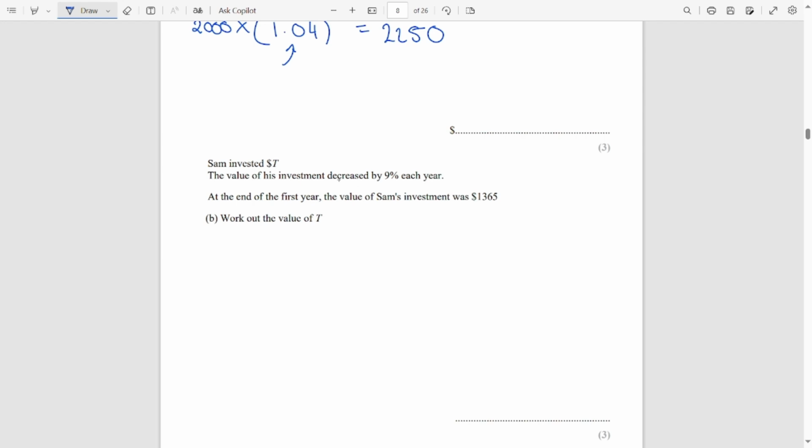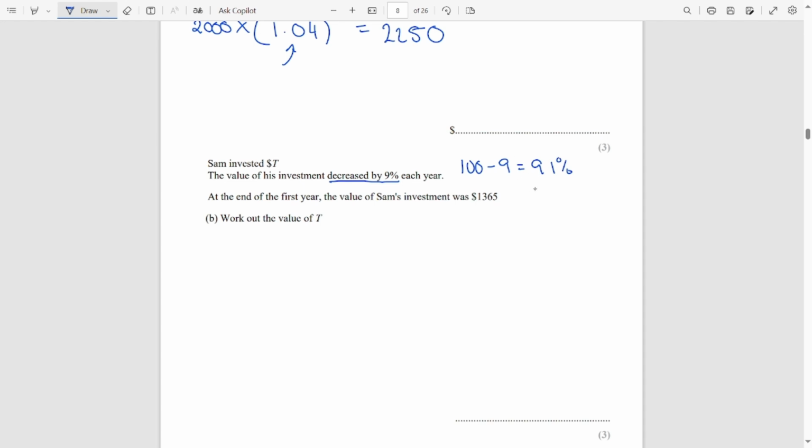Okay, this is a little bit different because now we have a decrease. It decreases by 9% each year. We're going to need that multiplier again. So this time I'm going to take 100% and I'm going to minus 9%, and this gives me 91%. So what this means is that Sam's investment is going down 9% each year. So every year he has 91% of what he had the previous year.